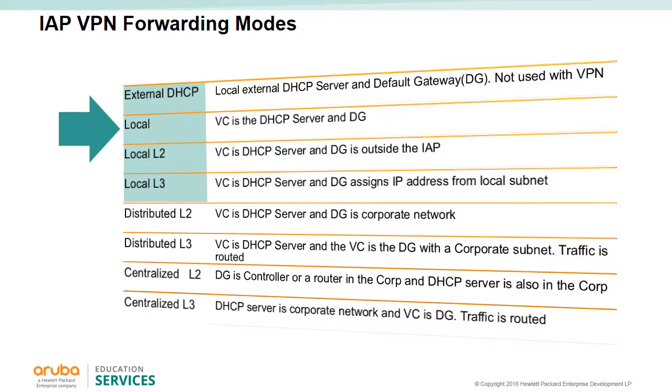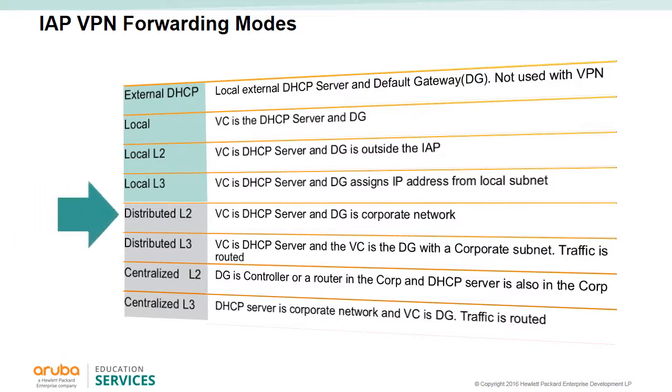Local L2 is a local subnet and the default gateway is in the local network. Local L3 has the default gateway on the IPv4, but the subnet is local. Distributed and centralized services are made to work with the corporate network. Distributing the DHCP server to the VC and the default gateway varies with L2 or L3. Centralized services mean the DHCP server is on the corporate network, and the DG varies with L2 or L3.